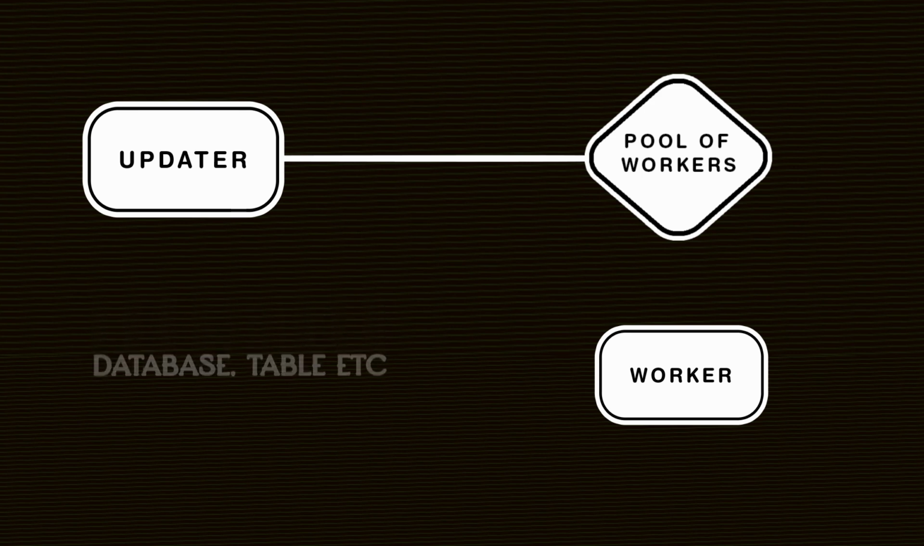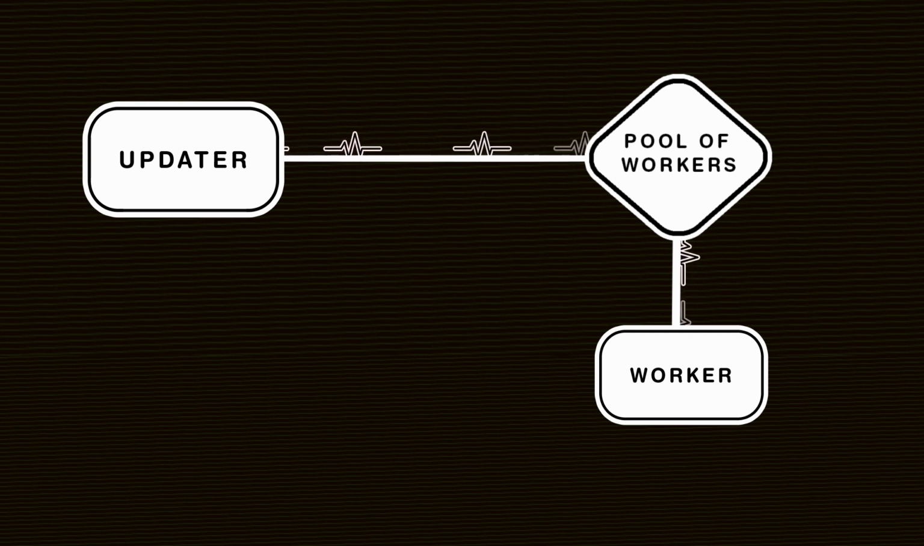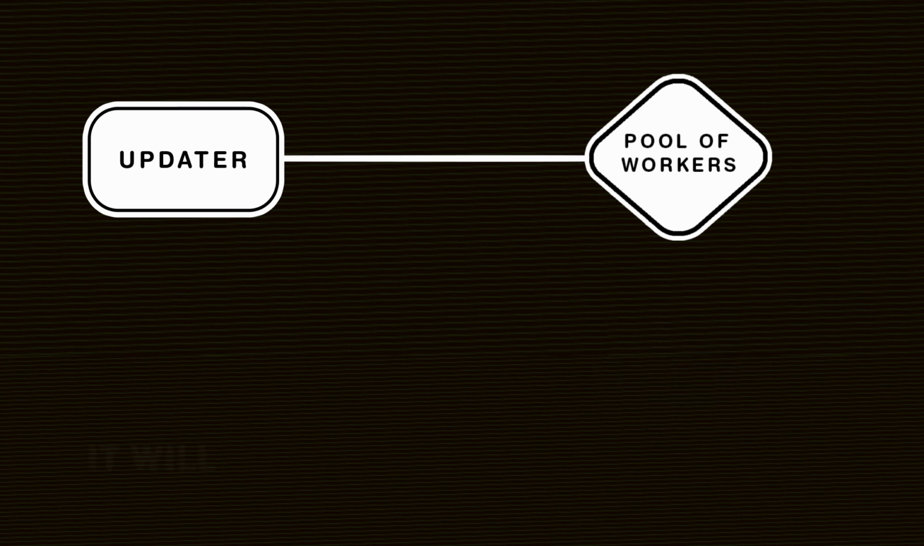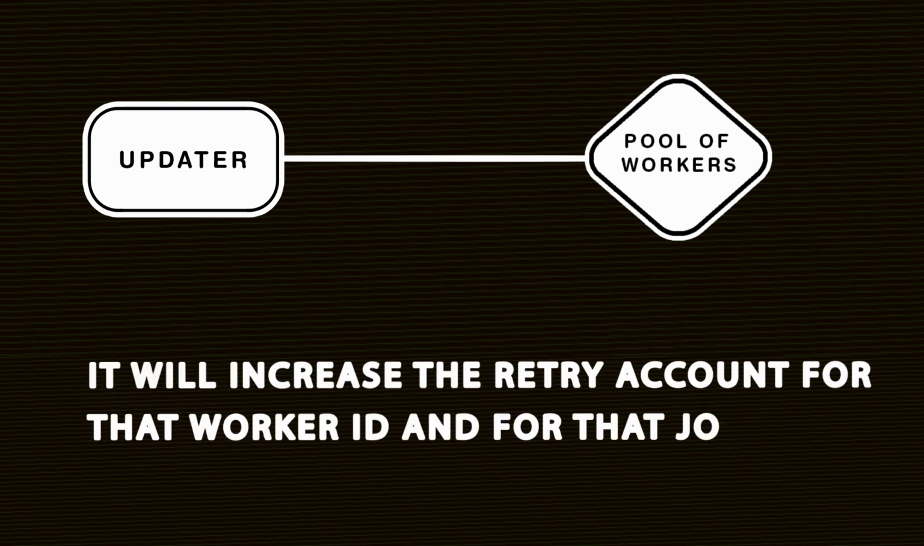Well, I can give you a hint that it's very simple and it's just a table to manage the entries of the workers. So now when a new worker registers with the pool, they will register with the updater service actually, and they will start sending heartbeat to the updater service. If for some reason a worker doesn't send heartbeat for some interval, the updater service will know that this worker is dead, and it will increase the retry count for that worker ID and for that job ID.